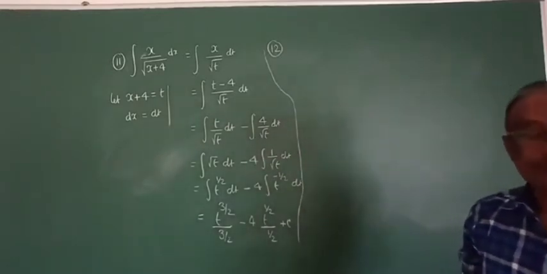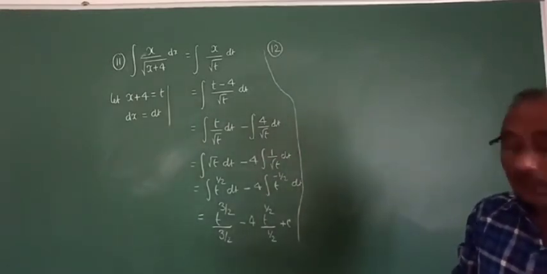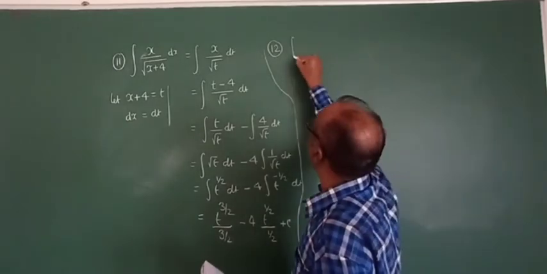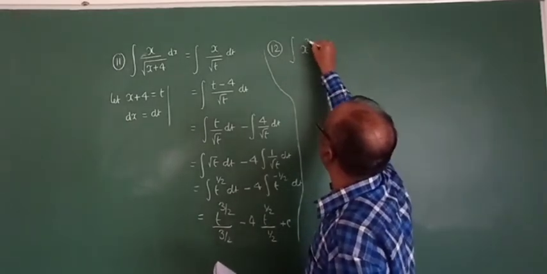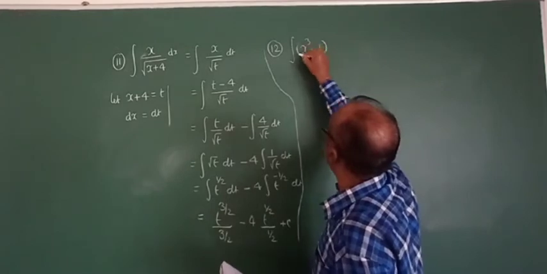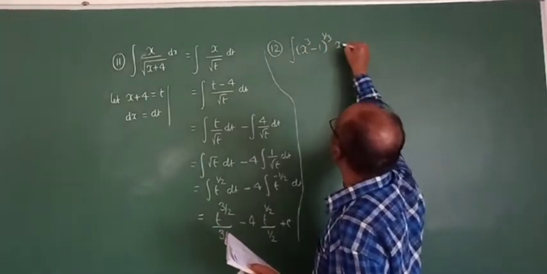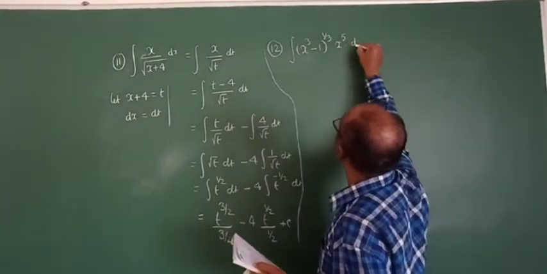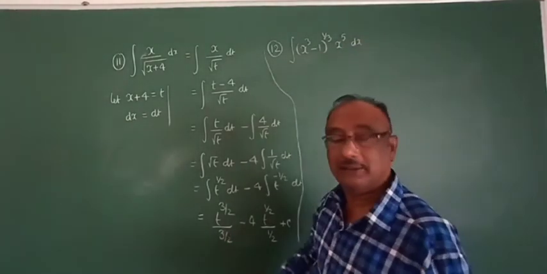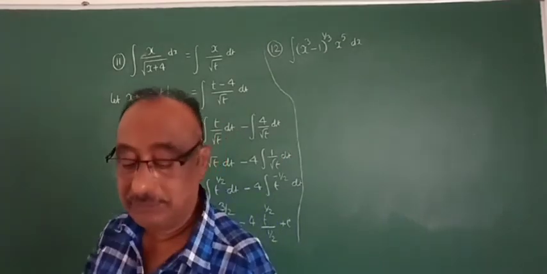12th problem. Integral of x cube minus 1 to the power of 1 by 3, x power of 5 into dx. Okay? Right, everyone see.